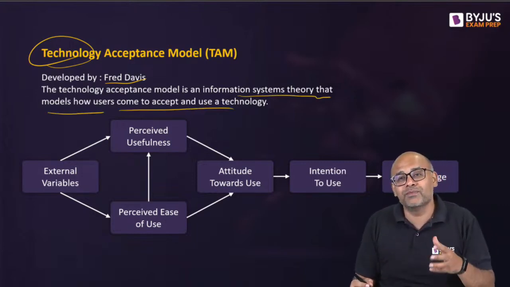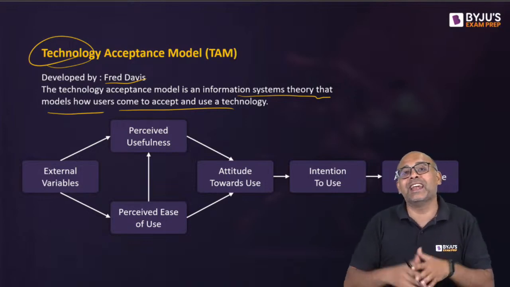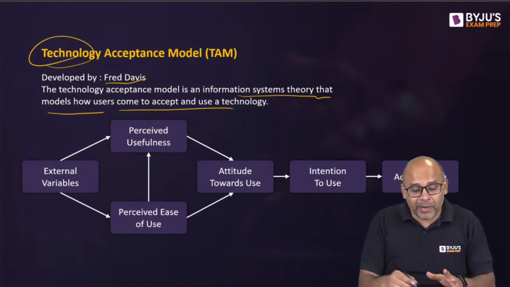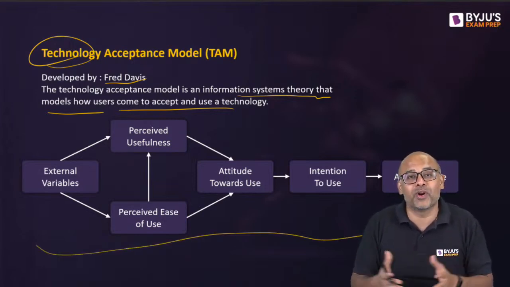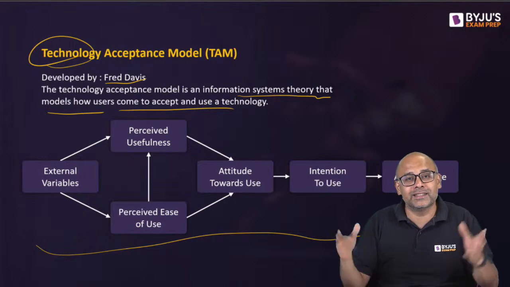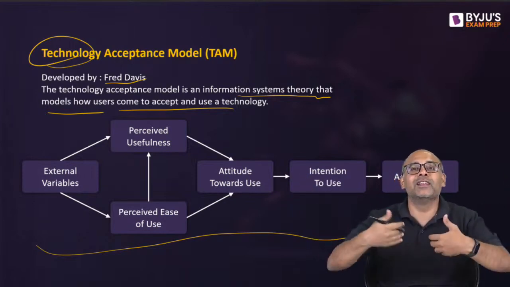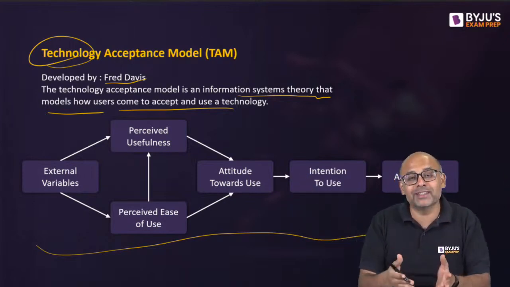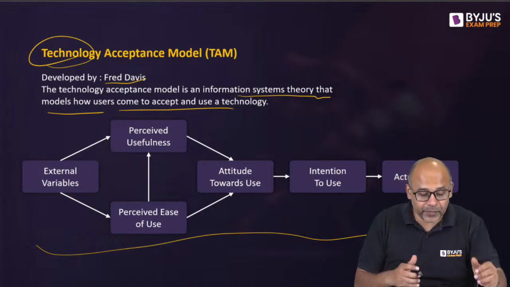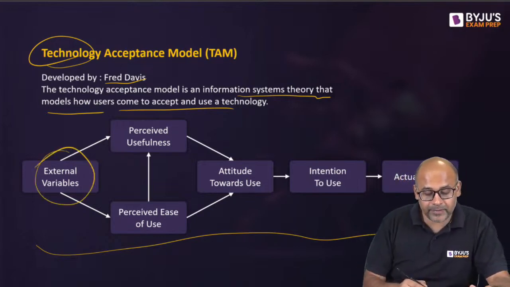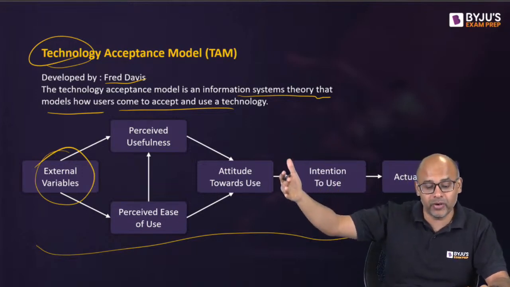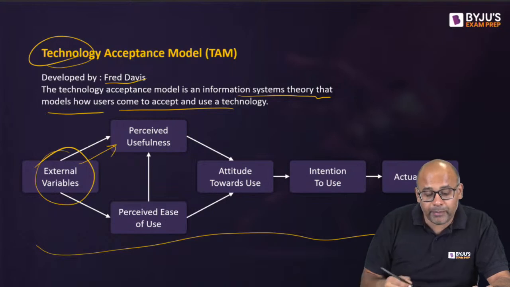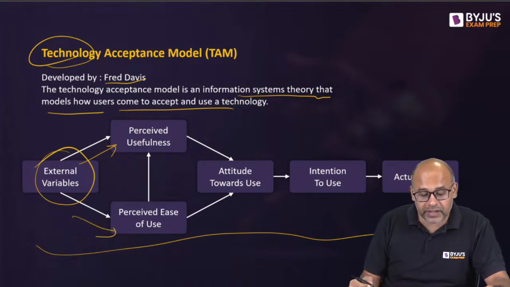Frankly, this is just a great name given to common sense. I somehow am a bit skeptical of many of these models. They take basic commonsensical things, put them in a nice flowchart, and throw it out in front of you. If you notice, this is nothing different from what we already learned. So there are external variables, basically the changes you're talking about. They will either give you a perceived usefulness or perceived ease of use.